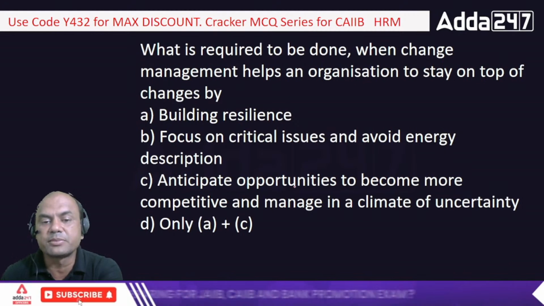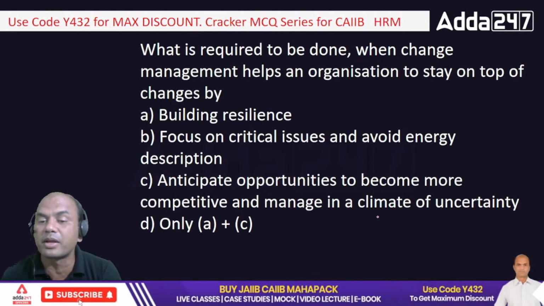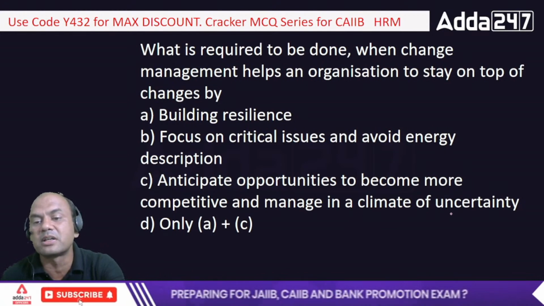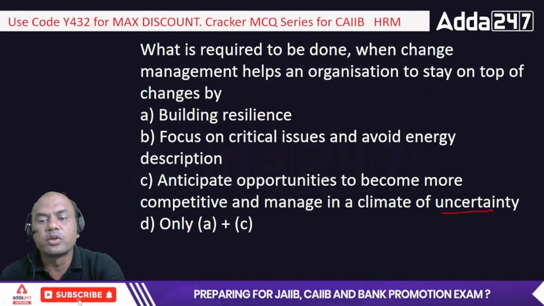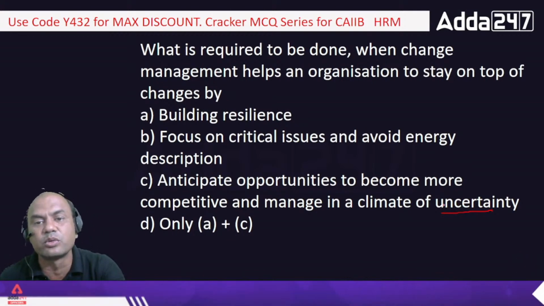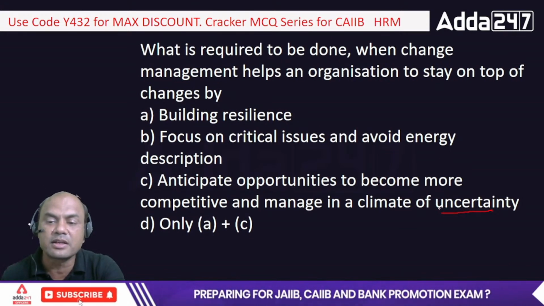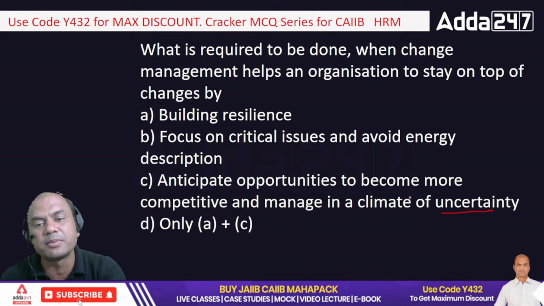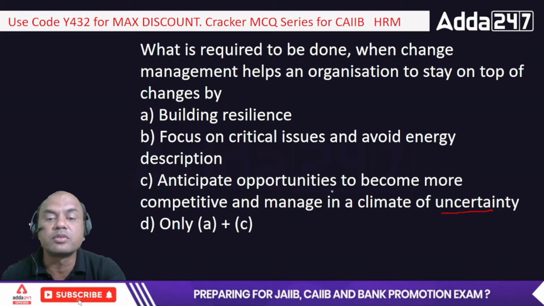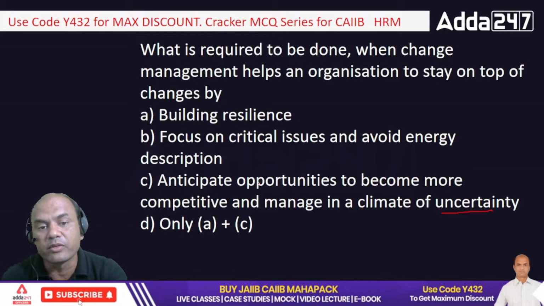Number 2, anticipate opportunities to become more competitive and manage in the climate of uncertainty. Because remember, in any organization, in any business environment, the climate of uncertainty will always be there. You will never feel that any climate is certain or that only one thing will happen in this world. You can't say it at any time. So that's why climate uncertainty is a common objective for any business environment. So that is point number 1. Anticipate opportunities. So in this uncertainty, I'll anticipate the opportunities, I'll chalk out the way for my organization.